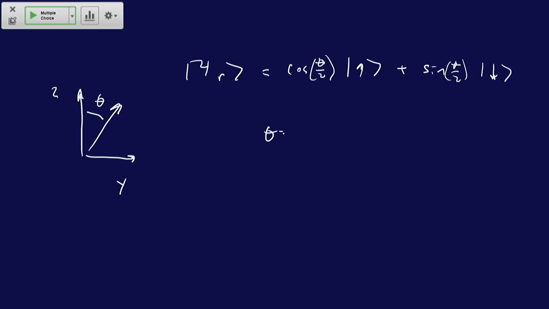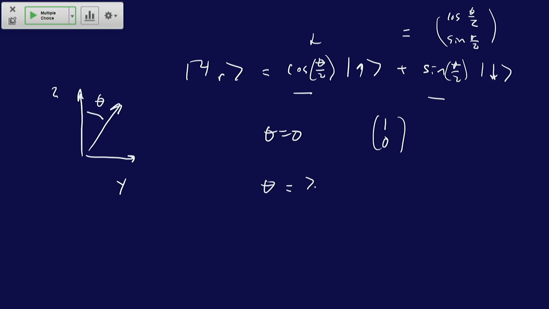So if theta equals 0, this is 1, this is 0, and I basically just get our vector 1, 0. Another way to write this would be cosine theta over 2, sine theta over 2. Now here's a weird thing.